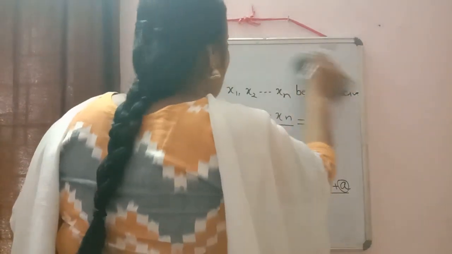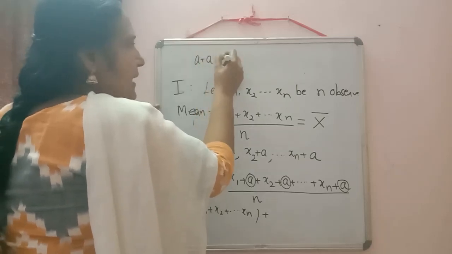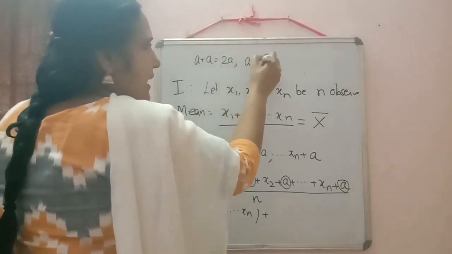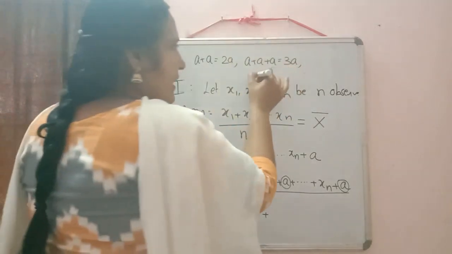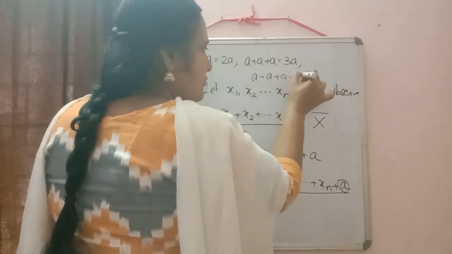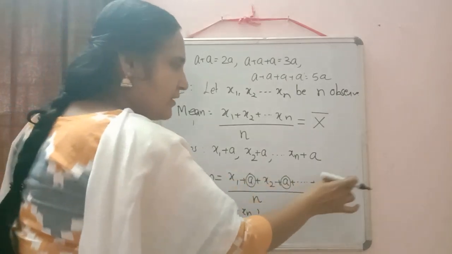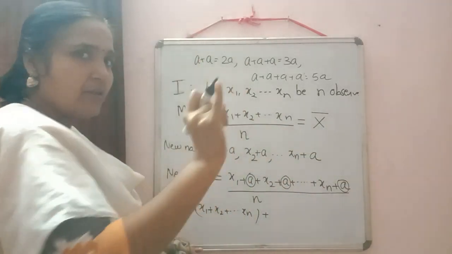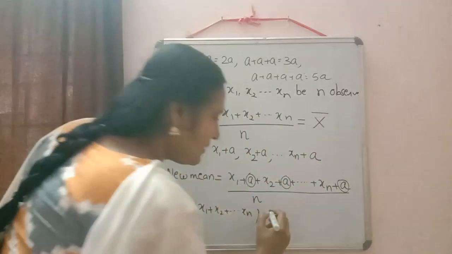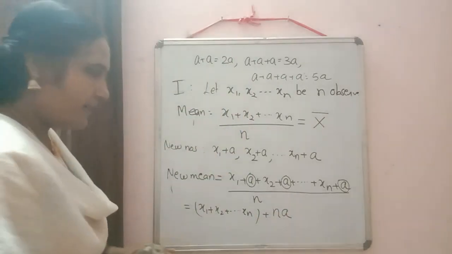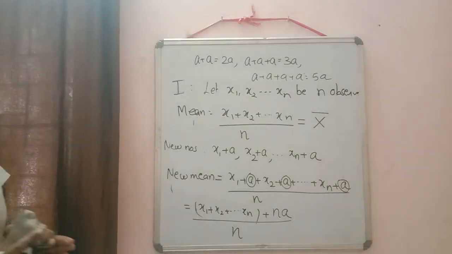So for that, I am giving you an example there. If a is added 2 times, what will be the answer? 2a. If a is added 3 times, what will be the answer? 3a. Similarly, if a is added 5 times, what will be the answer? 5a. So in this way, a is added how many times there? Total how many observations we have? N observations. So a is added n times. So their addition will be equal to na divided by n. Clear? Okay.